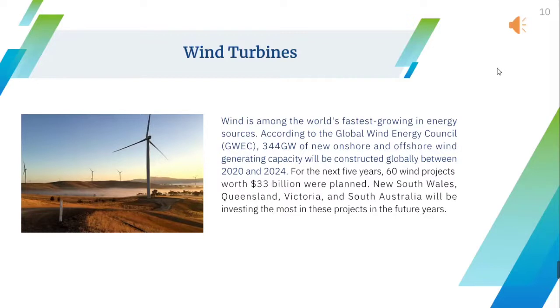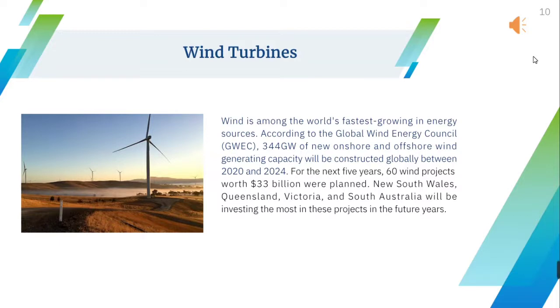In Australia, there are a few green economy projects that they have developed. The first is wind turbines. As we know, wind is among the world's fastest growing energy resources. According to the Global Wind Energy Council, 244 gigawatts of new onshore and offshore wind generating capacity will be constructed globally between 2020 and 2024.